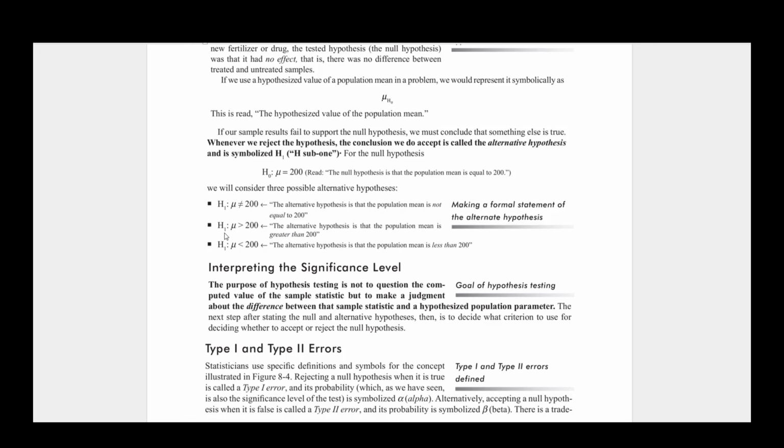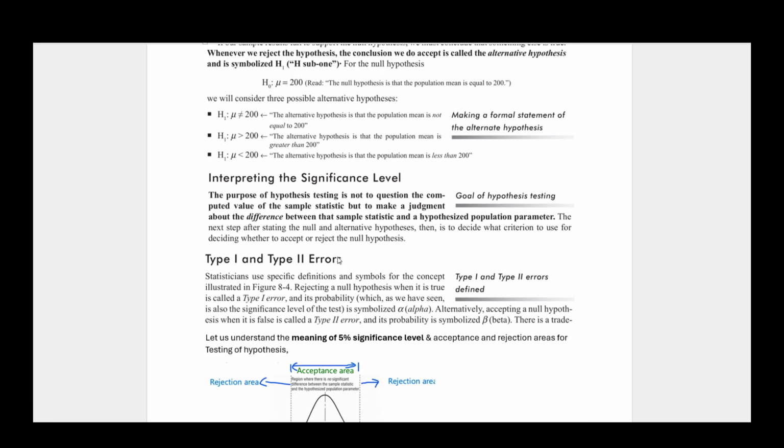Or H1: mu is greater than 200. So the alternate hypothesis is that the population mean is greater than 200. Or the alternate hypothesis can be mu less than 200, which means the population mean is less than 200. Now whenever we are saying this, there is a significance level attached to it.